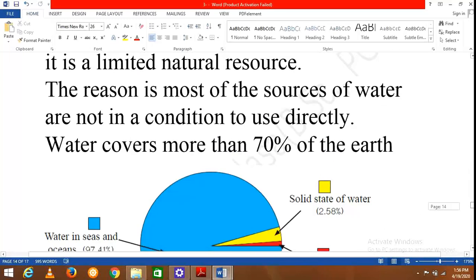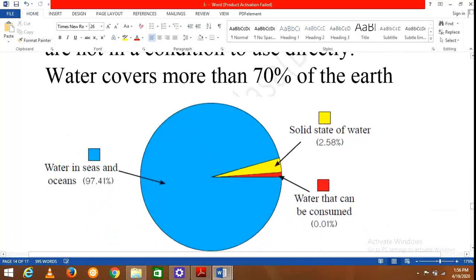water, it covers more than 70% of the Earth's surface. If you observe the globe, a diagram or any other structure, we can see 70% of it, the majority of it, is covered with water. But out of that, 97.41% is available in seas and oceans, and about 2.58% is available in solid state as ice or glaciers.